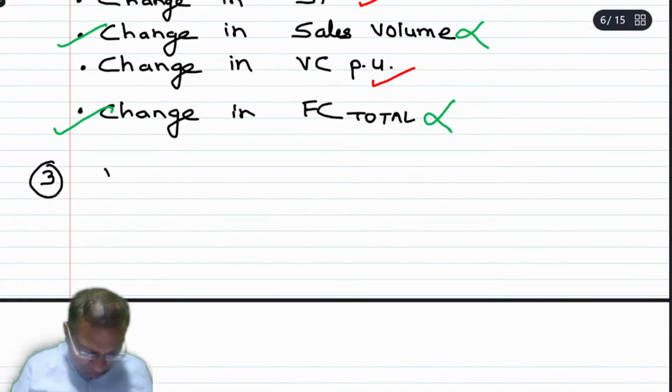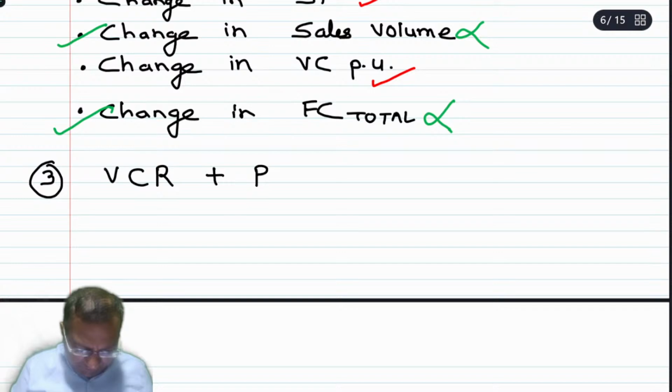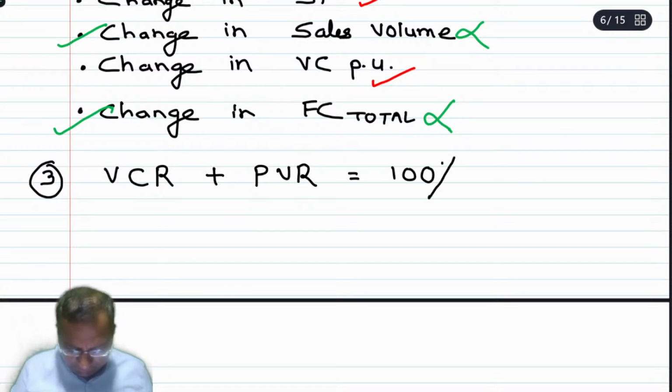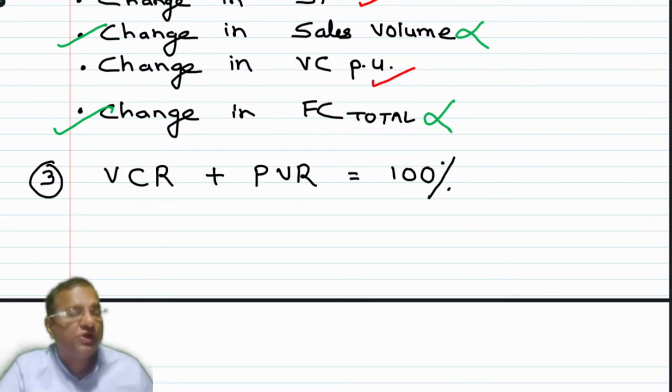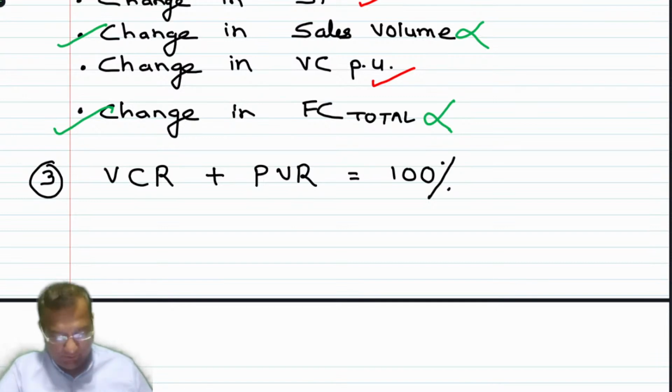Variable cost ratio plus PVR is equal to 100%. VCR is variable cost ratio. In some of the questions, it will be useful.